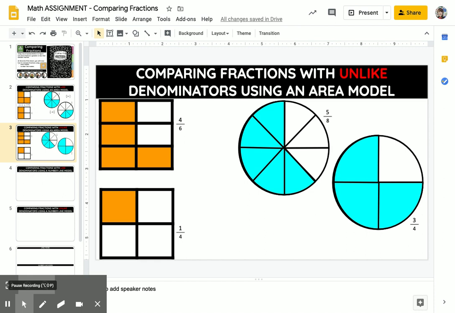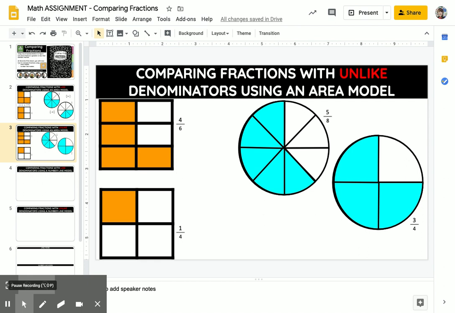Now let's look at comparing fractions with unlike or different denominators. This top square is sectioned into 6 pieces with 4 colored in, representing the fraction 4/6. The bottom is cut into 4 sections with 1 shaded in, representing the fraction 1/4. Notice that the squares are the same size, they are just cut into more or less pieces.